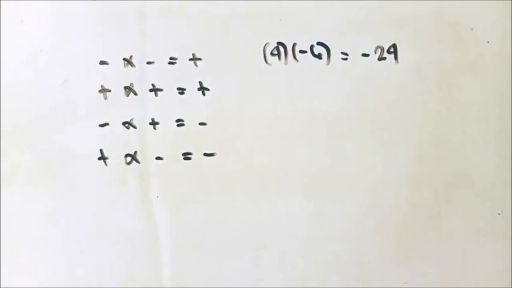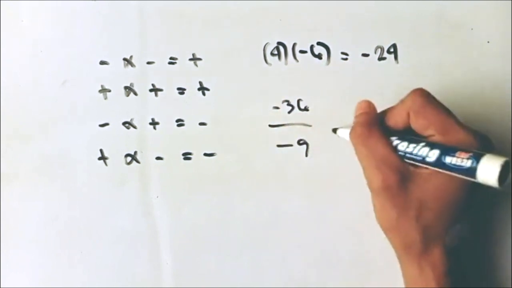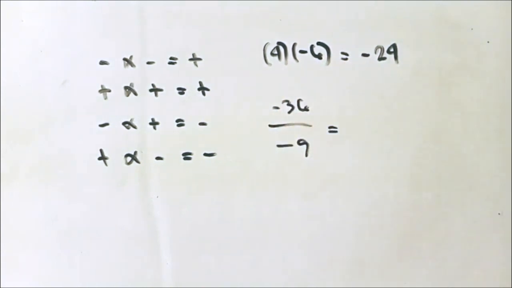If we're going to divide negative 36 by negative 9, which is negative 36 over negative 9, just simply divide the numbers, which gives 4, and the result will still be positive. Since we are dividing numbers with the same sign, negative and negative, negative divided by negative is positive. Always remember that.